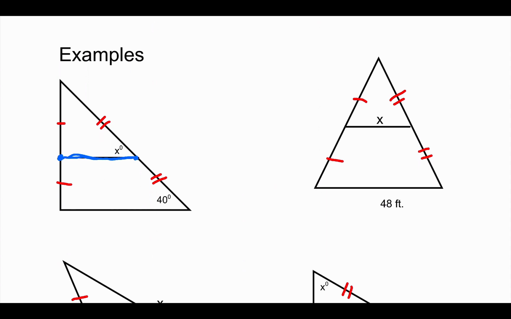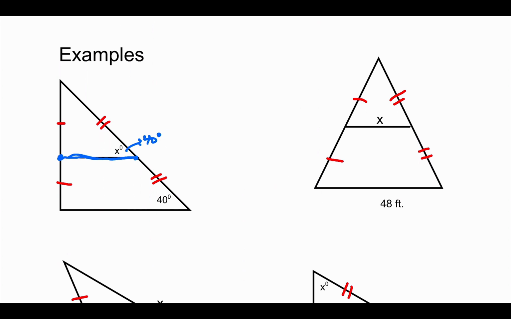Let me ask you a question. What's the measure for angle X? 40 degrees. Goes back to that idea again. We know that this has to then be parallel, so those are corresponding angles. There's how we can very quickly solve. In this case, we know that that has to be 40 degrees.